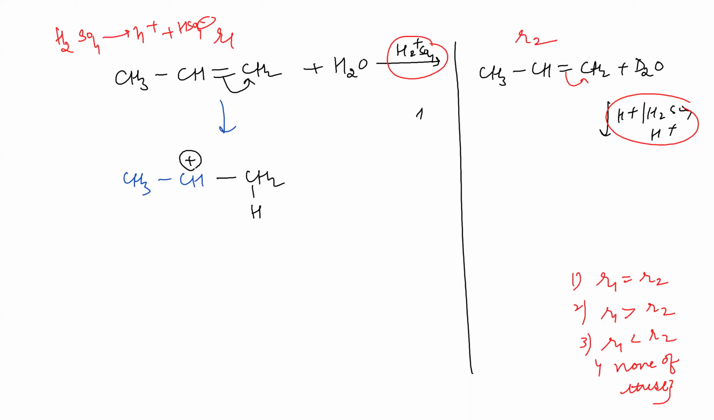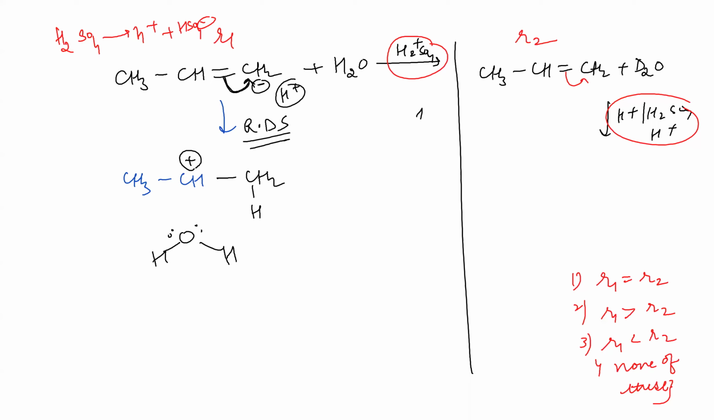And that's my RDS, rate determining step. That's my slowest step. So the opening of the pi bond and attacking of H plus, this negative charge, is actually taking all the time. And then water will attack. Now, attack of water is not the rate determining step.